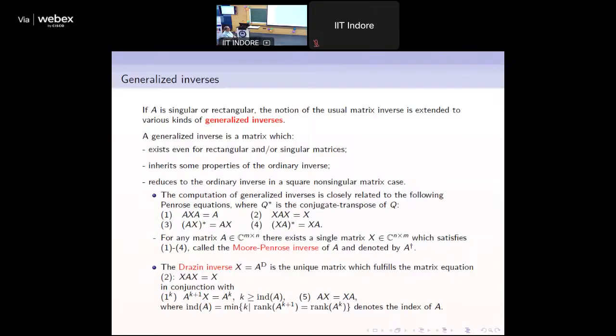Most simple and most frequent way to introduce Moore-Penrose inverse is based on usage of these four matrix equations. These matrix equations are denoted by 1, 2, 3, and 4. Star in exponent means conjugate transpose matrix. There is only one matrix which satisfies all four equations, 1 to 4. And this G inverse is known as Moore-Penrose inverse.